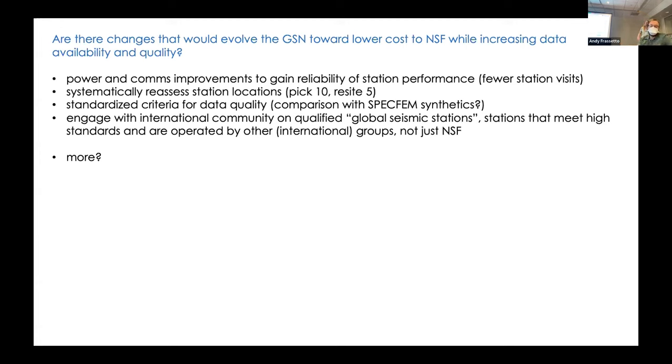Rodent. Yeah. The greatest nemesis. It's half the maintenance cost. Sure.